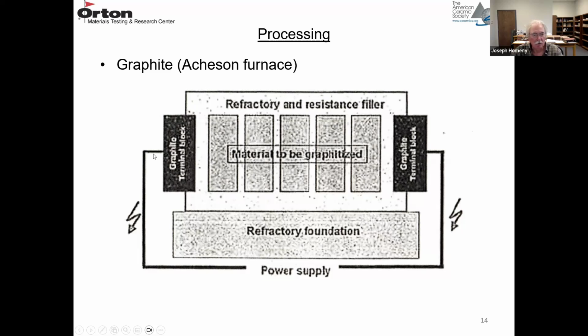So you do a resistance heating of this filler, and eventually these blocks are also conductive. So it's a resistance heated furnace, and like I said, it goes to a high temperature, and after a long time, these blocks are converted to graphite.